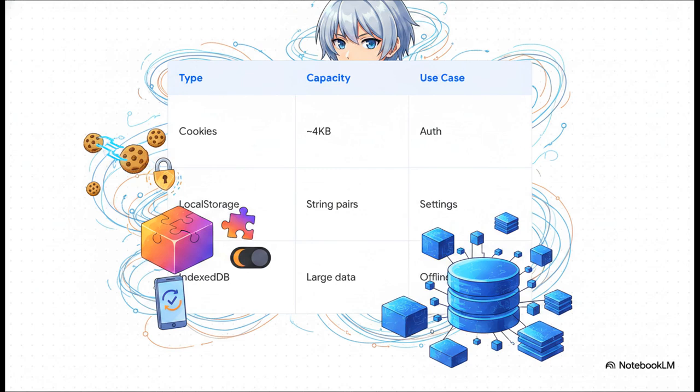Now, an interactive app also needs memory. It needs state, and the browser gives us a few distinct tools for this. Cookies are tiny, holding just about 4 kilobytes, but their superpower is that they're automatically sent back and forth with every HTTP request, which makes them perfect for session authentication. Then you have localStorage, which is fantastic for simple string key-value pairs, like indefinitely saving a user's dark mode preference. But when you need real power, that's where IndexedDB comes in. It provides large, asynchronous storage for complex structured data. If you're building a robust, offline-capable application, IndexedDB is your backbone.